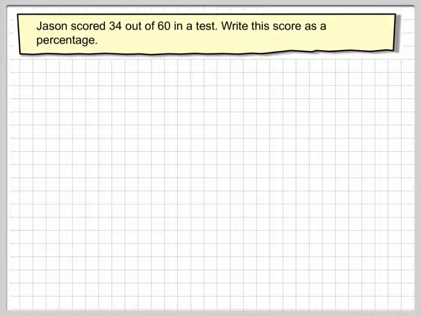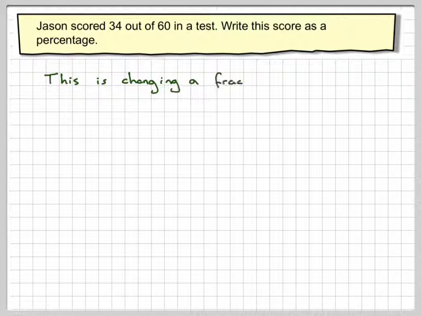Right, what we're going to do here is convert something to a percentage. It says, Jason scored 34 out of 60 in a test. Write this score as a percentage. So this is changing a fraction to a percentage. Quite a common question, because every time you do a test you want to know what your percentage is.